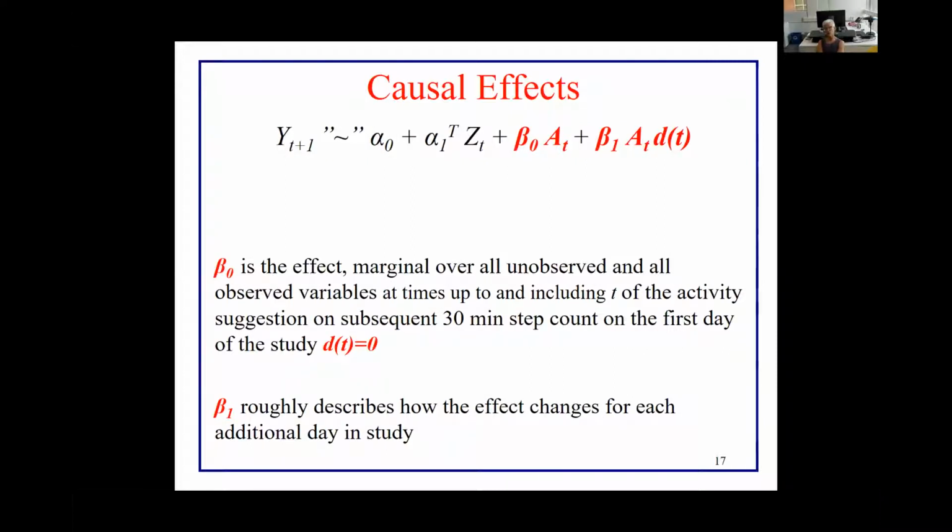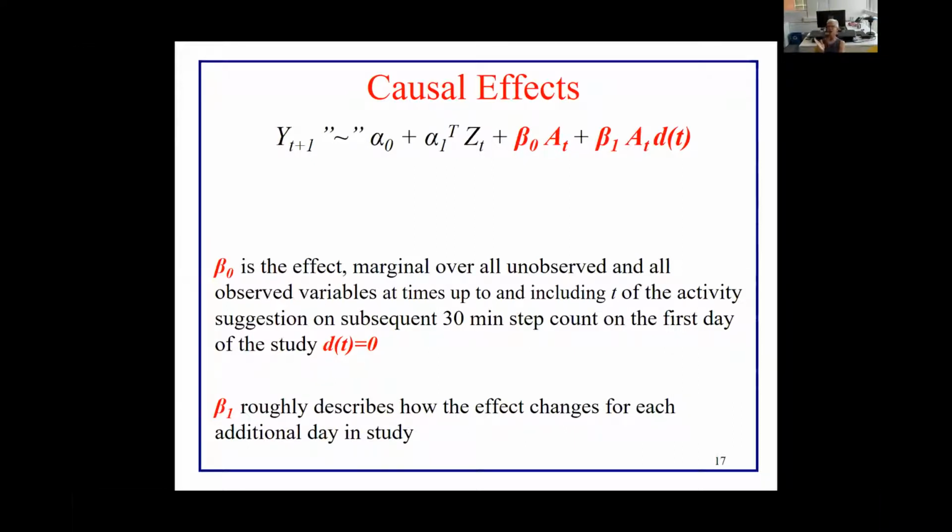Then if we go to a second analysis, this is where we're really starting to get concerned with that decrease of effectiveness with time. Here again, we include our DT, which is 0 on the first day of the study, all the way to 41 on the last day of the study. So because DT is 0 on the first day, the coefficient beta 0 really represents the early impact of the message on the subsequent 30-minute step count.